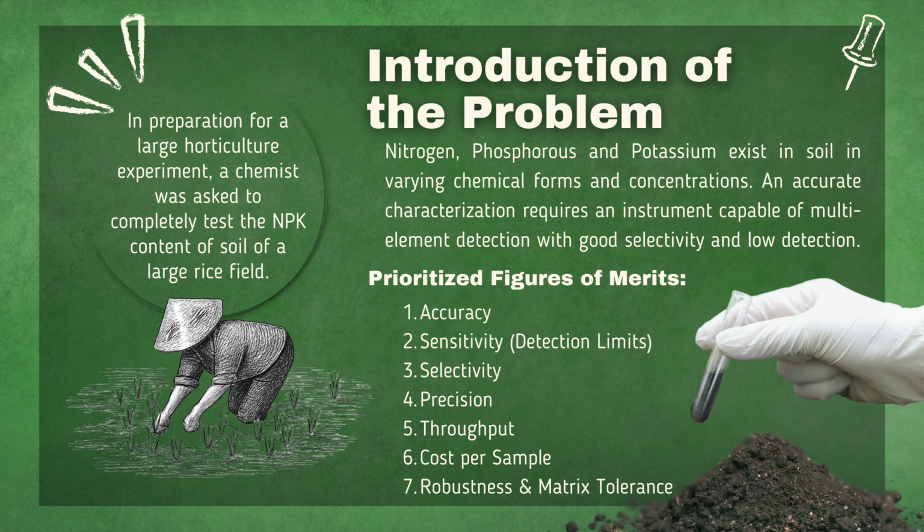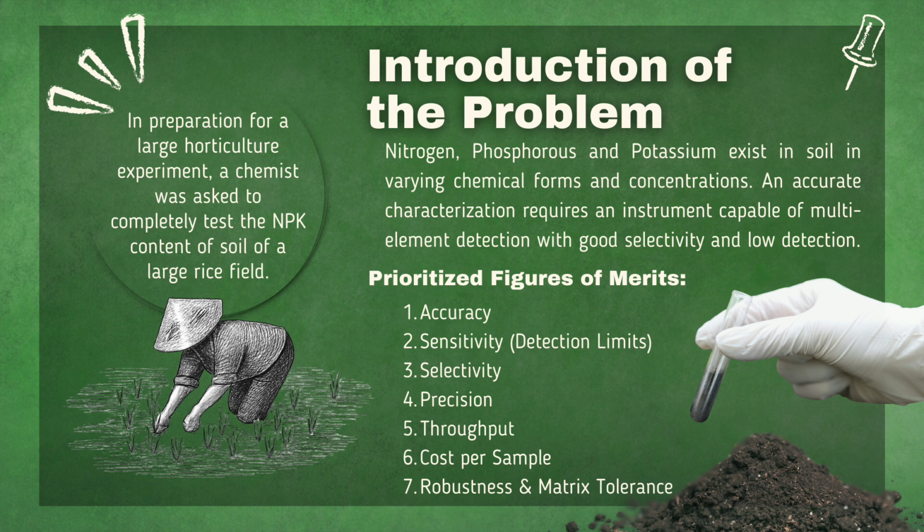To systematically evaluate the available methods, our group established a prioritized set of analytical figures of merit. Accuracy was identified as the top priority to ensure correct fertilizer recommendations and experimental reproducibility. Sensitivity and detection limits are essential for detecting nitrogen, phosphorus, and potassium across agronomically relevant ranges. Selectivity ensures that the instrument can distinguish target nutrients from complex matrix components.